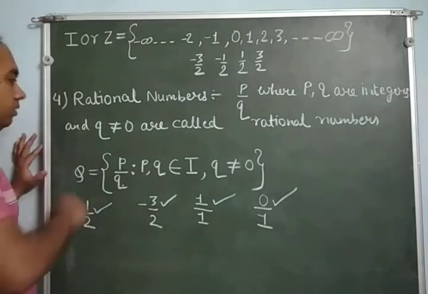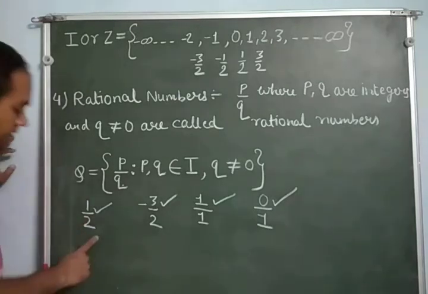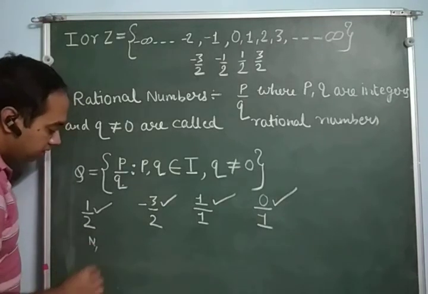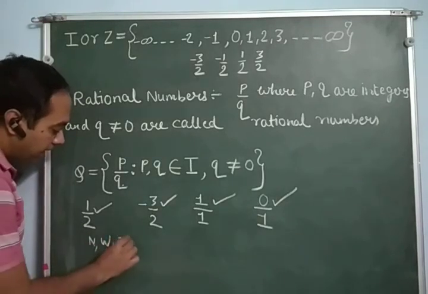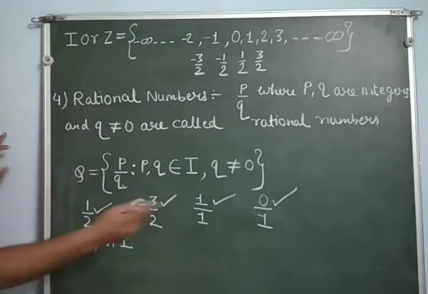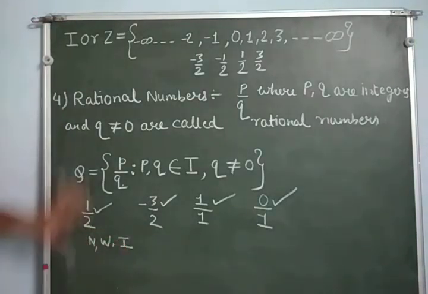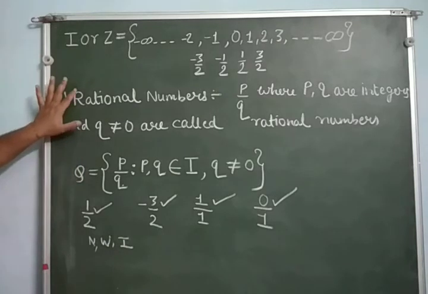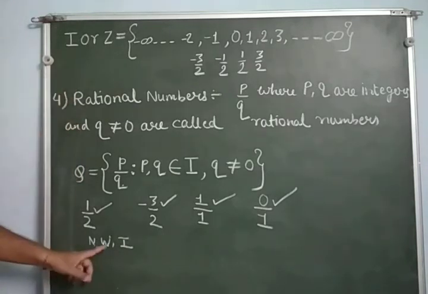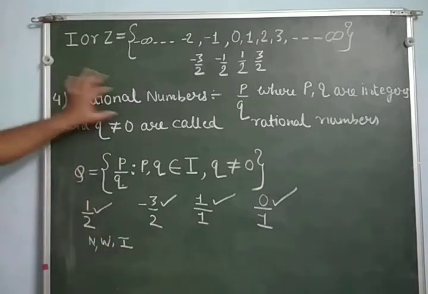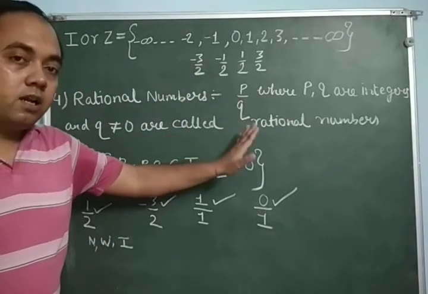Now one more thing is that natural numbers, whole numbers as well as integers, these all lie inside rational numbers. Natural number, whole number, integer, these all three collections lie inside the set of rational numbers.